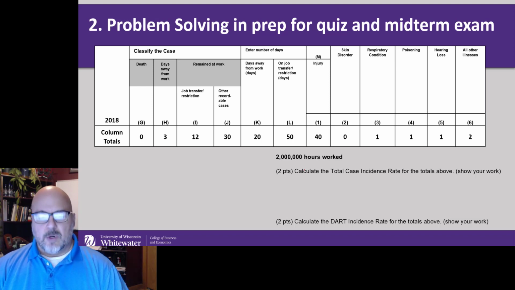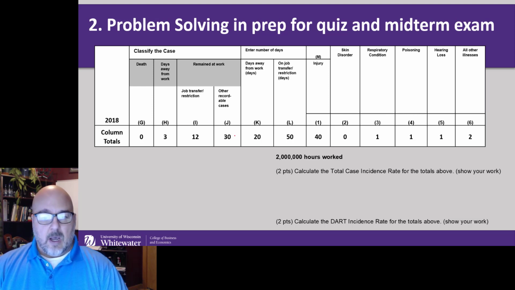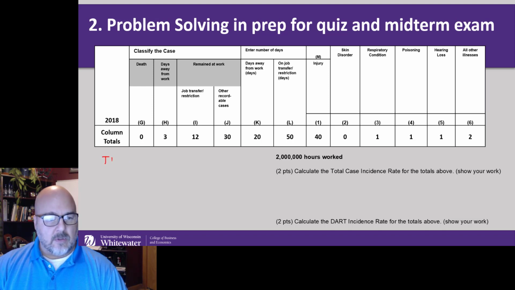These are from old quizzes. First one is: calculate the total case incidence rate for the totals above. What we have here are the column totals for a 300 log. We've got the hours here at 2 million. So the total case incidence rate is H plus I plus J times 200,000 divided by the hours worked. It's equal to 3 plus 12, which is 15, plus 30, which is 45.